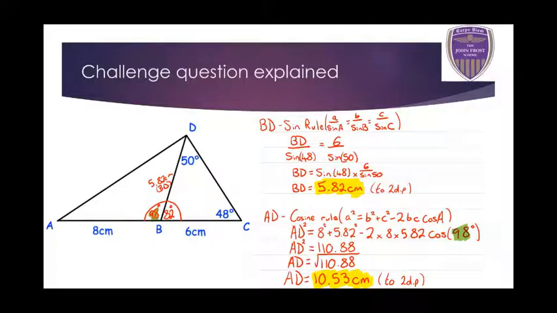The first thing you had to do was use the sine rule from last lesson, a over sine A equals b over sine B, to find BD, and then you could answer for AD. Very well done if you got that right. Feel free to pause the video and have a look at these workings out.